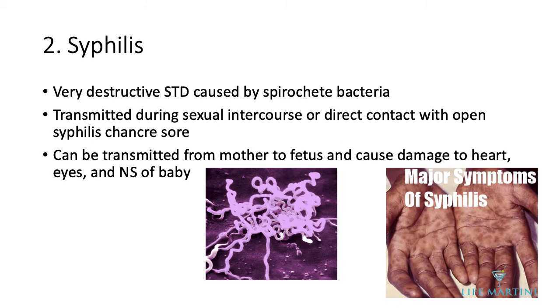All right, syphilis is another sexually transmitted disease, very destructive, caused by spirochete bacteria, or helical-shaped bacteria. Again, transmitted through sexual intercourse or direct contact with an open syphilis canker sore. It can also be transmitted from mother to fetus, and it can really damage the fetus, causing problems to the heart, the eyes, as well as the nervous system of the baby.